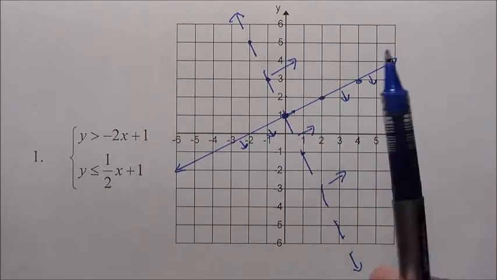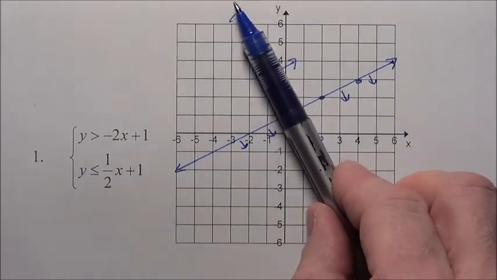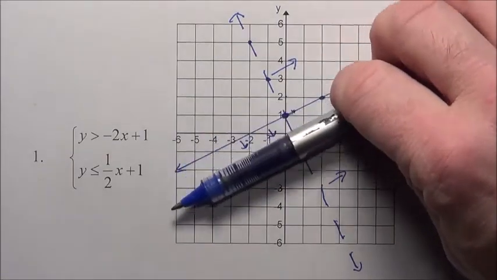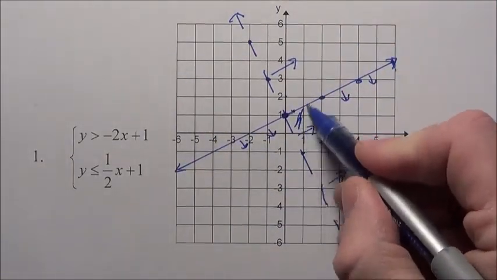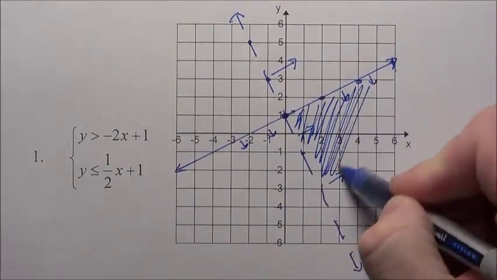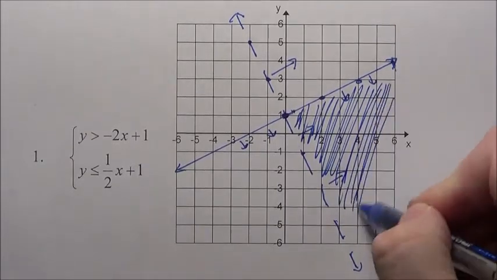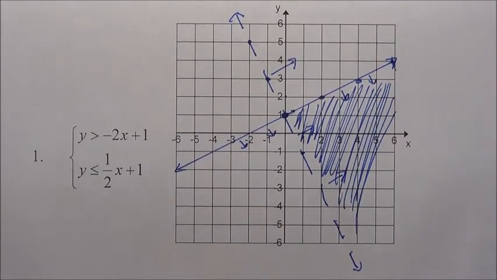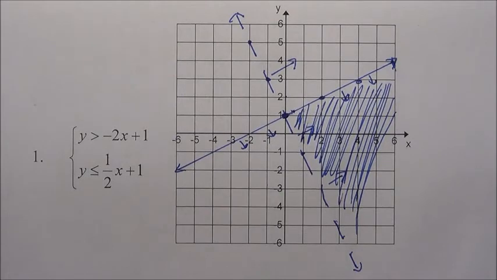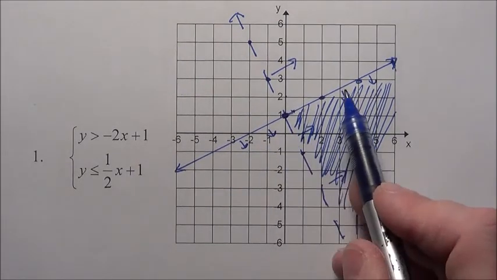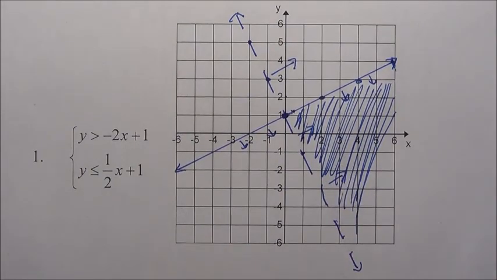So now I can see, on this line I'm shading everything up, on this one I'm shading everything down, so you can easily see the points that are going to make both true. That shaded region right in there, that's what I would darken. Problem number 1, nice and simple. Just take your time, draw your lines accurately, and shade correctly.